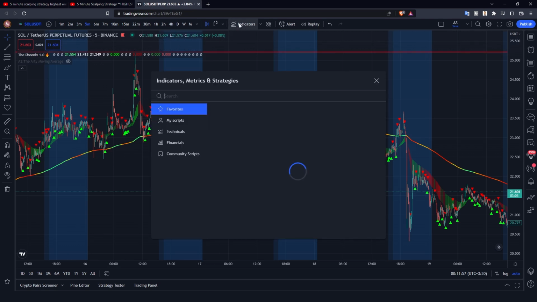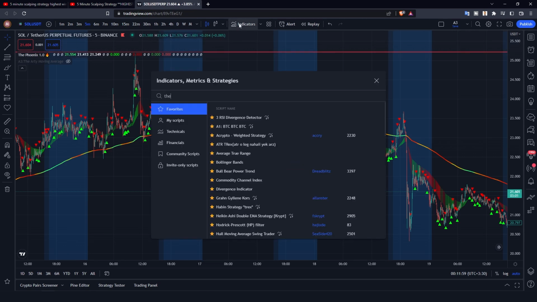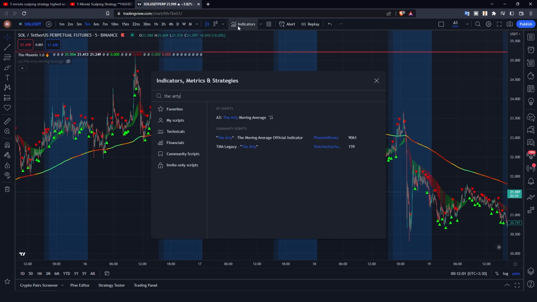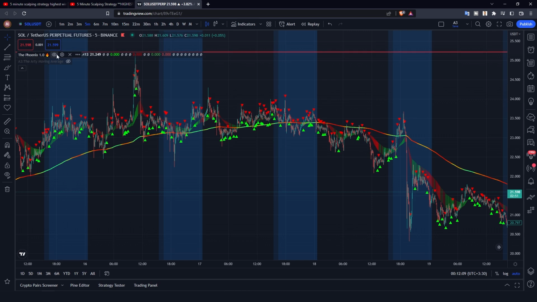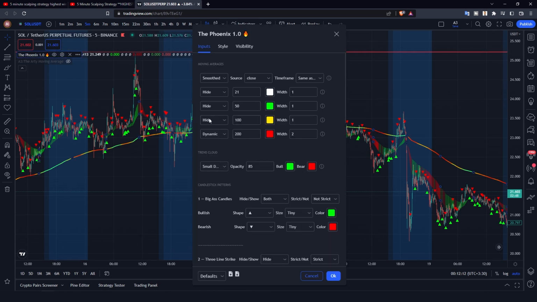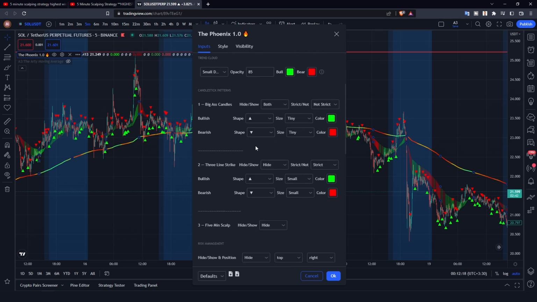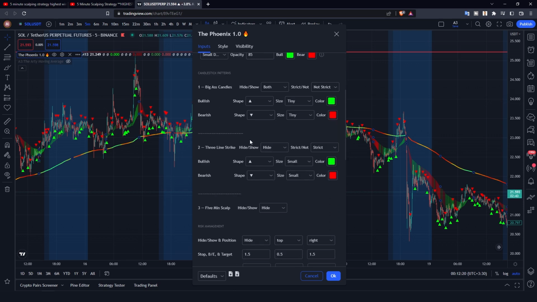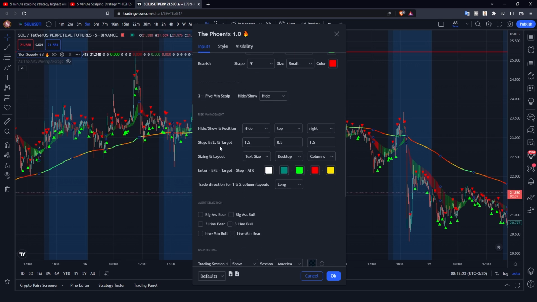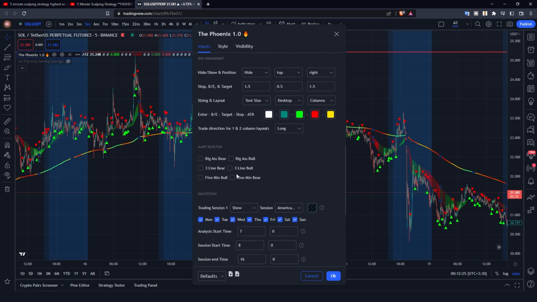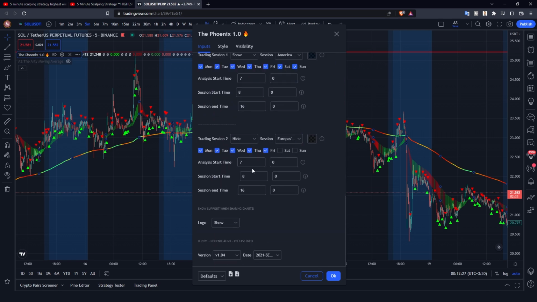Okay, my friends. There is an indicator named the Arty, the Moving Average Official Indicator by Phoenix. Okay, we insert this to the chart. Okay, this strategy settings contains some moving averages along with some candlestick patterns and also risk management. And in this part we have trading session or time trading session that you can choose if you like to work within a specific time session.